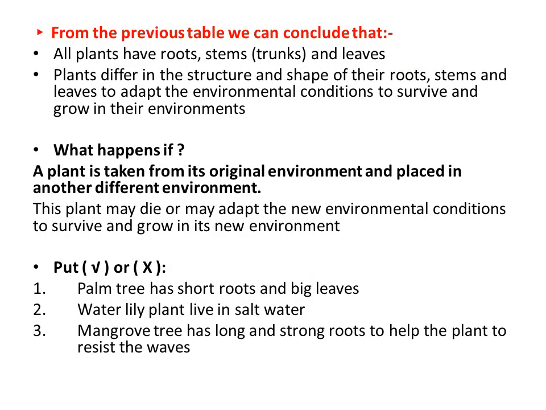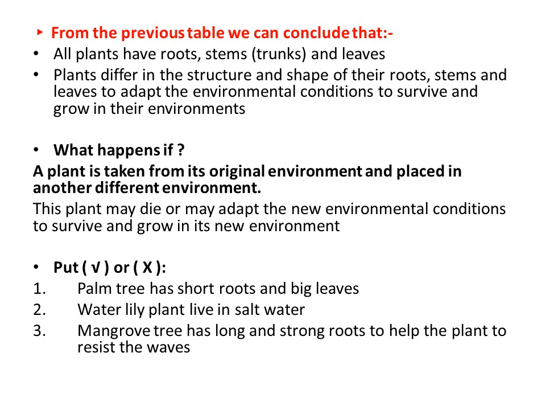From the previous table, we can conclude that all plants have roots, stems, trunks, and leaves. Plants differ in the structure and shape of their roots, stems, and leaves to adapt to the environmental conditions. So each plant has a different structure for the roots, for the stem, for the leaves, to adapt to the environment and grow in it.